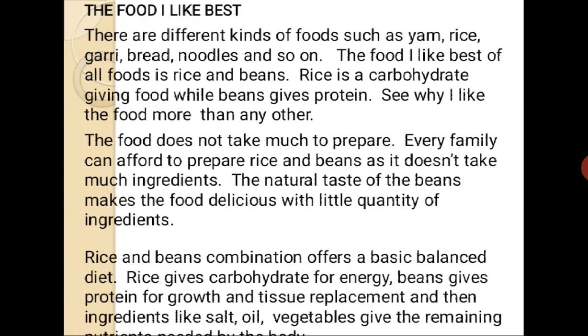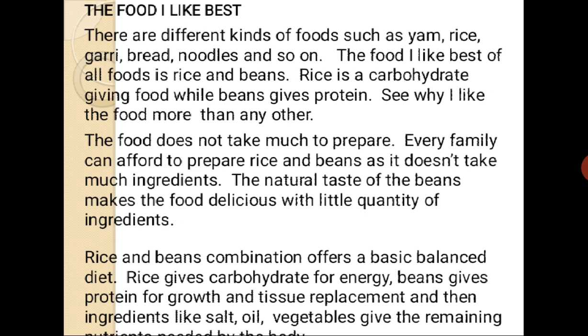Look at how it is written. The food I like best, that is the title. Always make sure that you give it a title. Don't just start writing the essay without the title. If you write the essay without a title, it becomes a dumb essay because nobody knows what you're talking about. So the title should be written first in order to give your reader or the examiner the idea of what you are going to talk about.